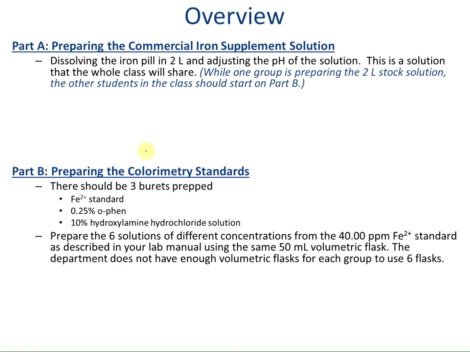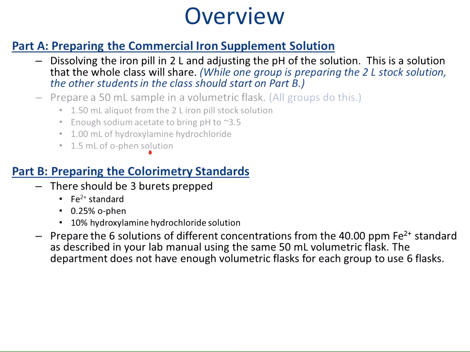So once your colorimetry standards are prepared and some group has prepared the 2-liter solution, we need to go back to part A and prepare a 50 ml sample of that solution in a volumetric flask. And so in that 50 ml volumetric flask that contains the sample, there's going to be a 1.5 ml aliquot from the 2-liter iron pill stock solution. There's going to be enough sodium acetate to bring the pH to about 3.5. And then we have to add the hydroxylamine and the orthophenanthrene.